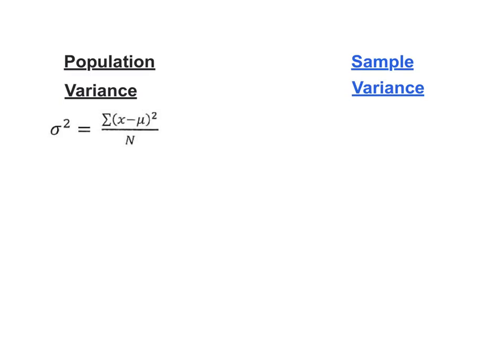Okay, so this is what population variance looks like. Sample variance is a little bit different. For sample variance, we just use the letter S. And remember our symbol here for sample mean, X with the bar over it. Now one of the differences is that instead of dividing by n, we divide by n minus 1.